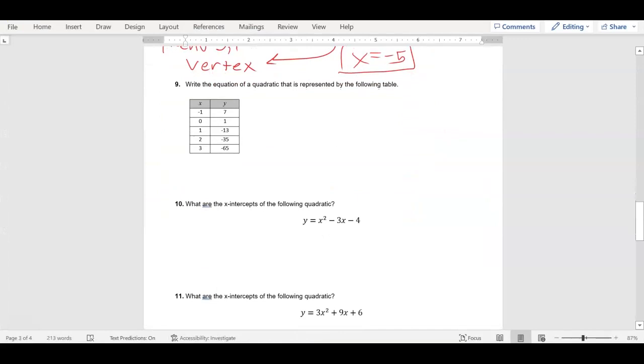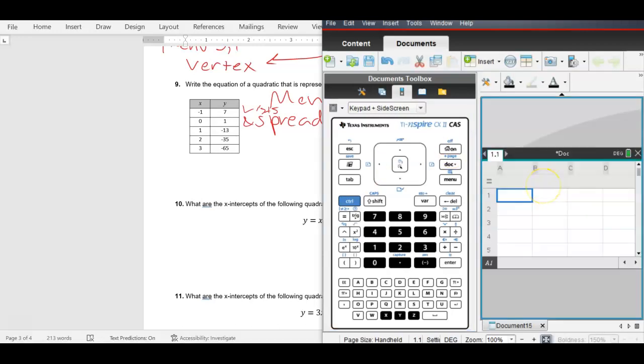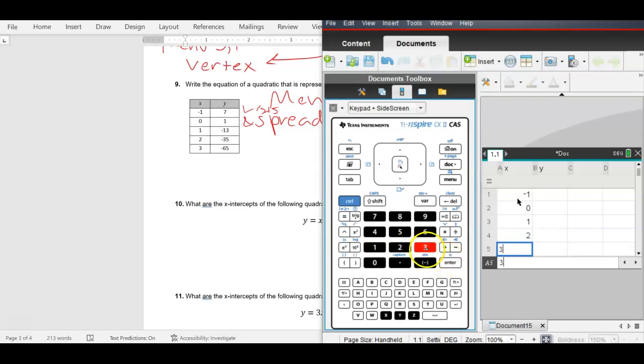All right, let's write an equation of a quadratic. We just did this yesterday. Okay, menu 4 1 6. Once you go to spreadsheets, right? Lists, spreadsheets. So I go new document, don't save, number 4. X and Y have to go on top, okay? I type this in. Keep typing it all the way in.